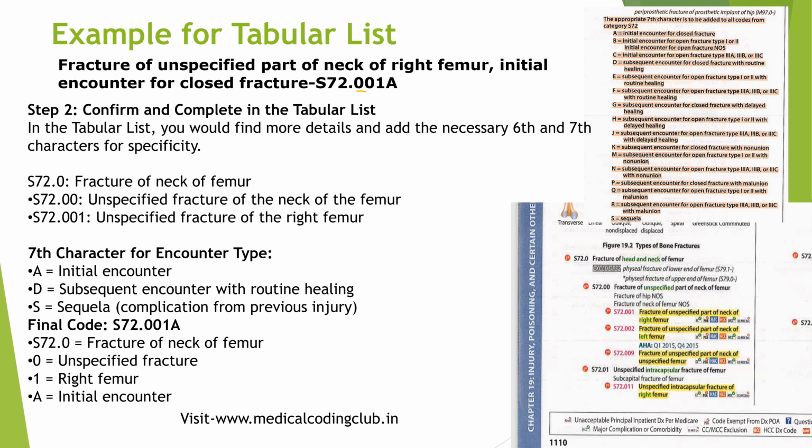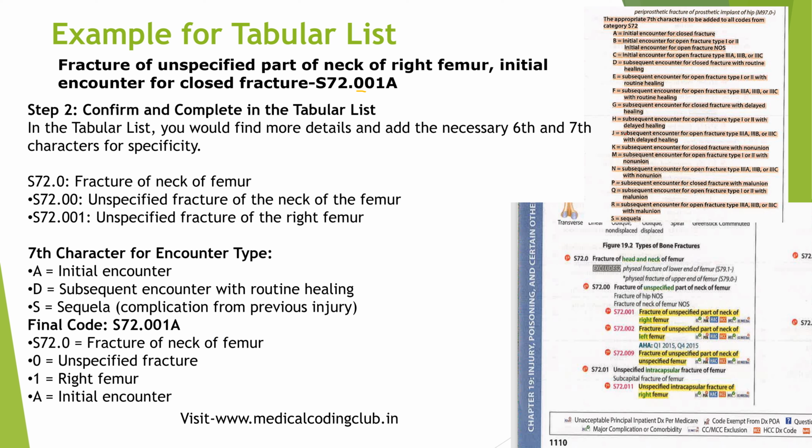The coding will not stop here, because we also need one more character. The seventh character will give the information about the type of encounter. You can see I've added all the alphabetic information here. A means initial encounter for closed fracture, and similarly D is for subsequent encounter, and S is for sequela. You can verify this later.